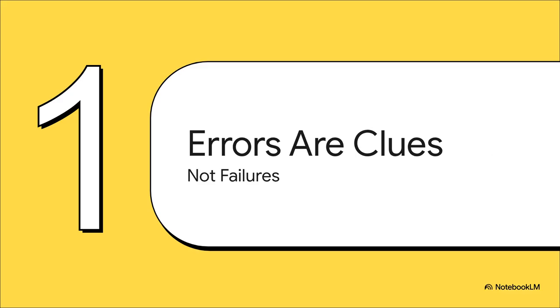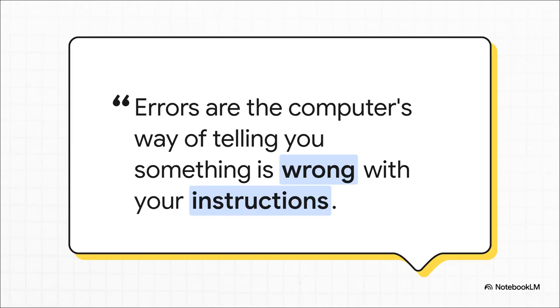Which brings us to the first big mindset shift we need to make. From now on, errors are not failures, they're clues. They're just a normal and honestly a helpful part of the entire coding process. Think about it like this. Your computer isn't judging you. It's a super literal machine that can only do exactly what you tell it to. So an error is just its way of giving you feedback, saying, hey, something about these instructions doesn't make sense to me. It's just a communication issue, one we can totally fix.